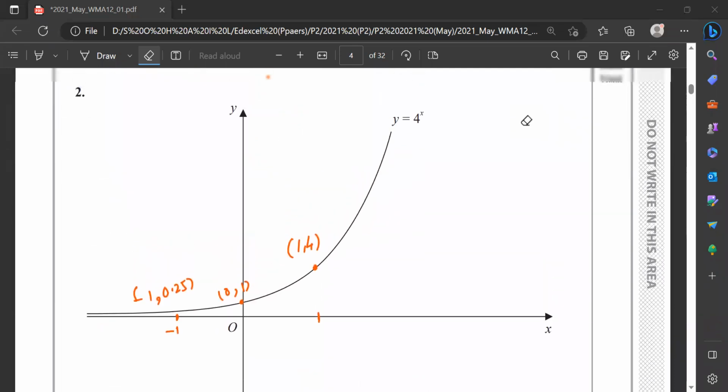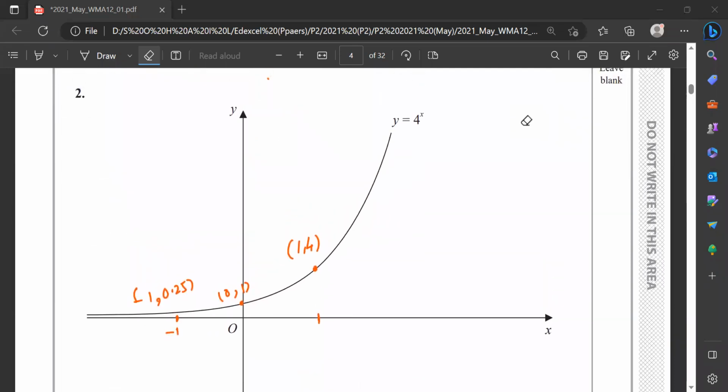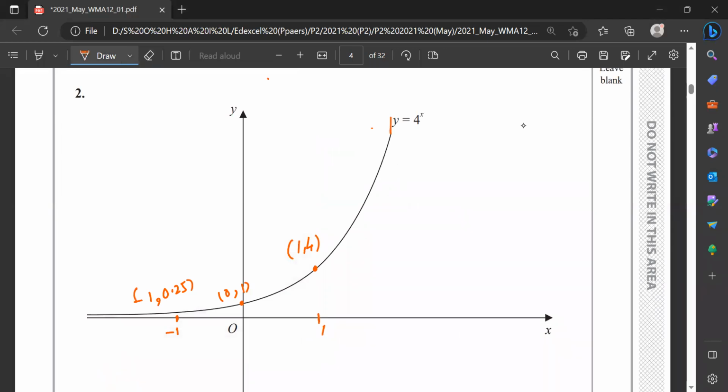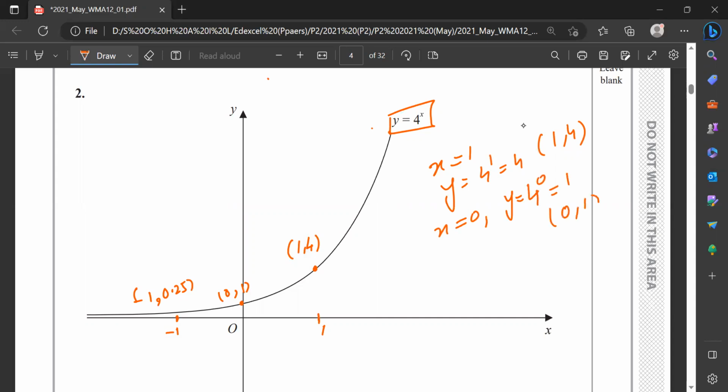Just to get the idea, where is the graph of y equals 2 to the power x relative to this y equals 4 to the power x? This basic working you can do quickly. For x equals 1, using y equals 4 to the power x, y is 4 to the power 1, which equals 4. So 1 comma 4 is a point on this graph. For x equals 0, y equals 4 to the power 0, which is 1. So 0 comma 1, I marked it here.